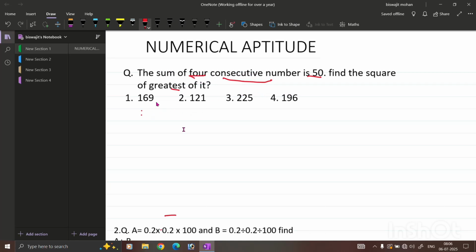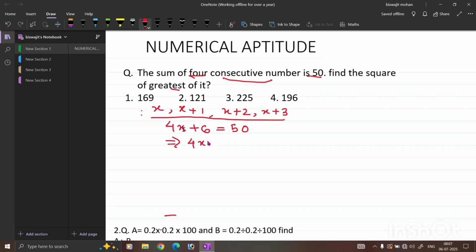So first we consider the consecutive numbers as x, x plus 1, x plus 2 and x plus 3, and the sum of these four consecutive numbers is 50. So when you do the sum of these four consecutive numbers, we will get 4x plus 6, and it is equal to 50. So when you solve it, we will get 4x is equal to 50 minus 6, which is equal to 44. So x will be equal to 11.